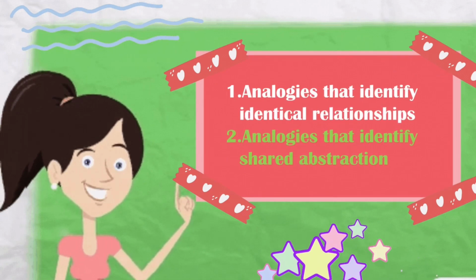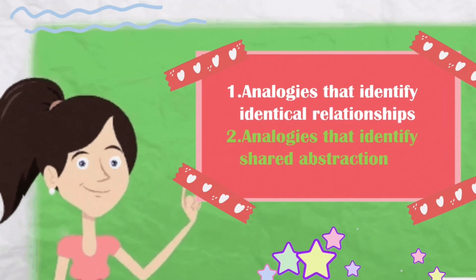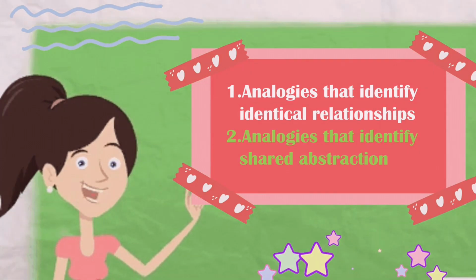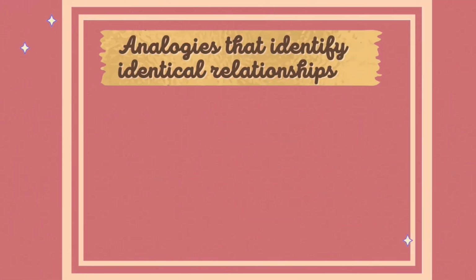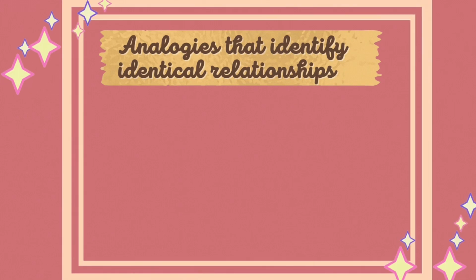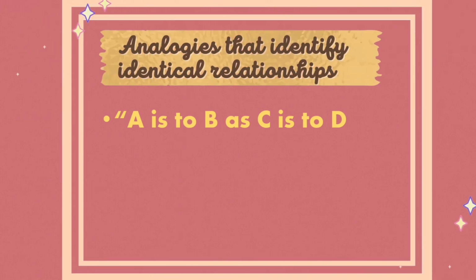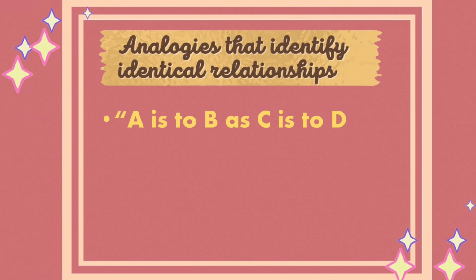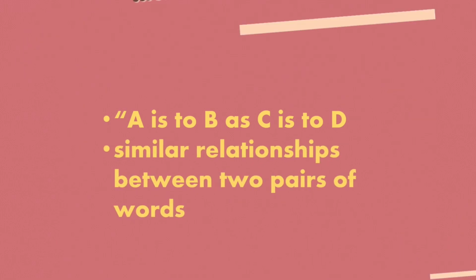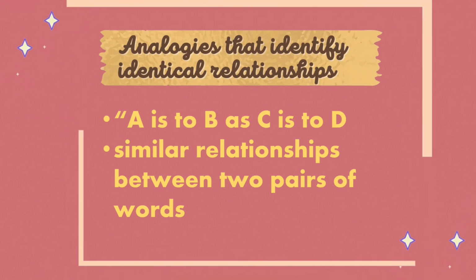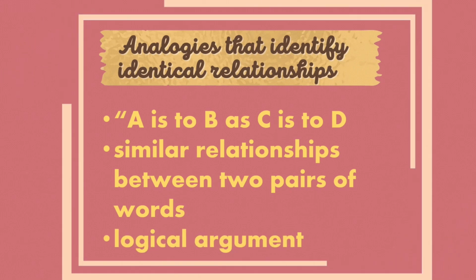Generally, there are two types of analogies commonly employed in writing. The first one is analogies that identify identical relationship. This type of analogy takes the form of A is to B as C is to D, and is often used to directly illustrate similar relationships between two pairs of words, often for the purpose of logical argument.